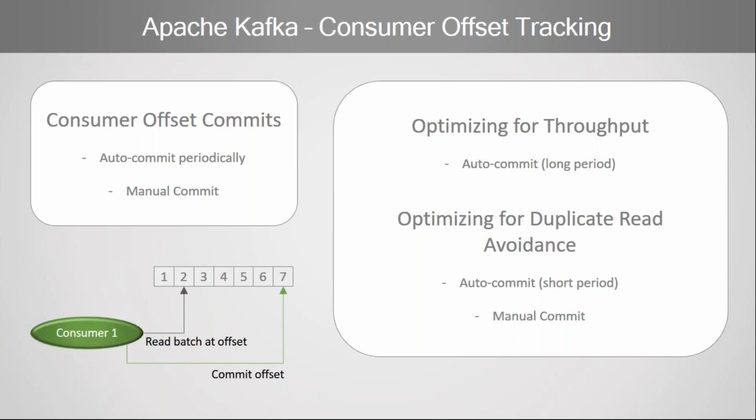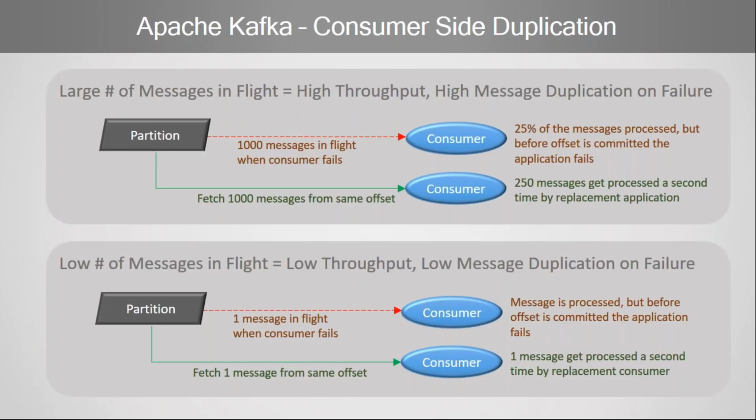So if we have auto commit on a long period, it's great for throughput because we're not having to send too many requests to the broker. But in case of failure, we can get a large amount of duplication. Now we can go for short periods or manual commits where we're committing every message, but that's bad for throughput, but great for avoiding duplicate processing. So again, it's very similar to RabbitMQ really.